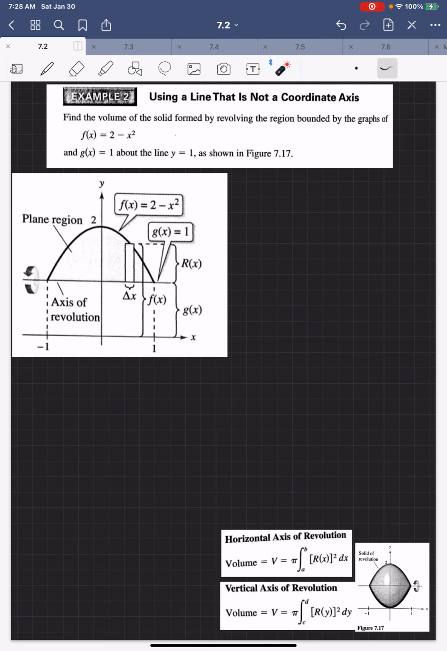All right, ready? So we want to find the volume of the solid formed by revolving the region bounded by the graphs. So here's our first graph, 2 minus x squared. And we have another graph, g of x equals 1. And here's the part where I need you to slow down. I need you to take some notes. About the line y equals 1.